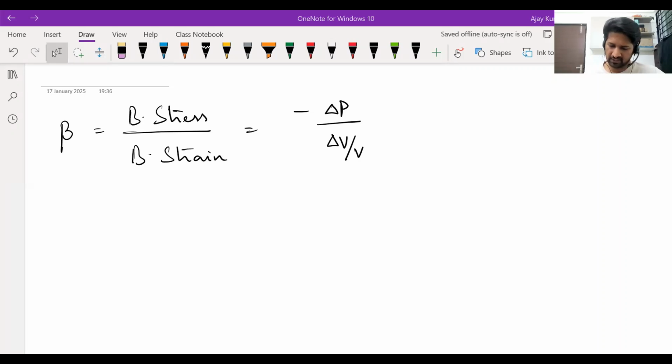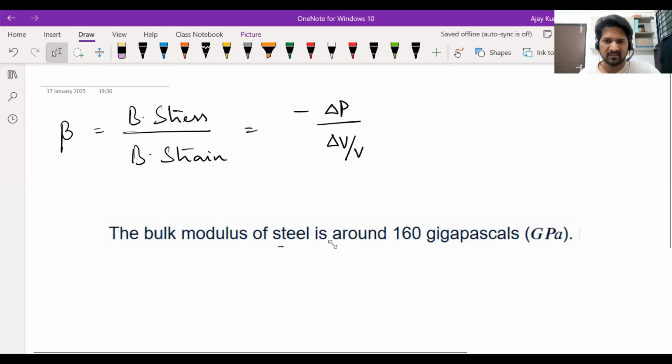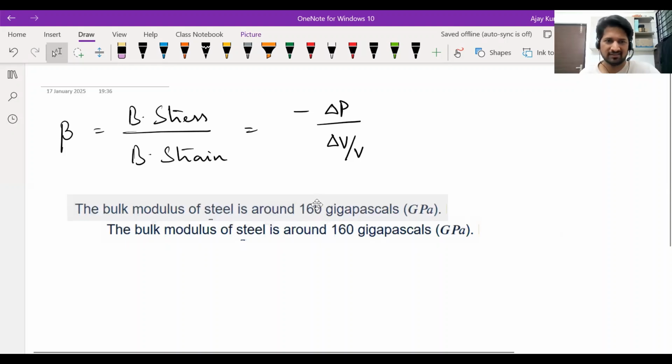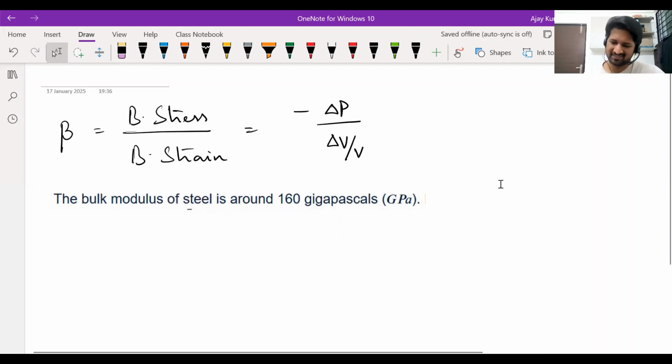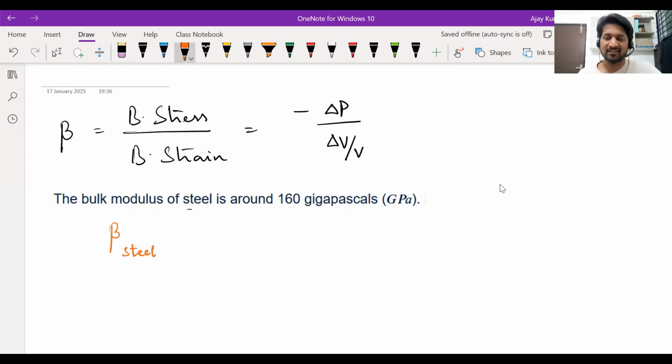Can one of you tell me how much the factor giga is? 1000. How much? 1000, sir. 1000 is kilo. Okay, 10 power 3 is kilo, 10 power 6 is mega, 10 power 9 is giga. So bulk modulus of steel is 160 into 10 to the power of 9 pascals or Newton per meter square.